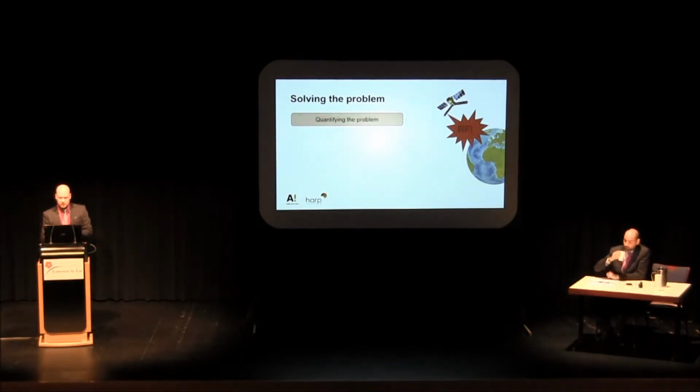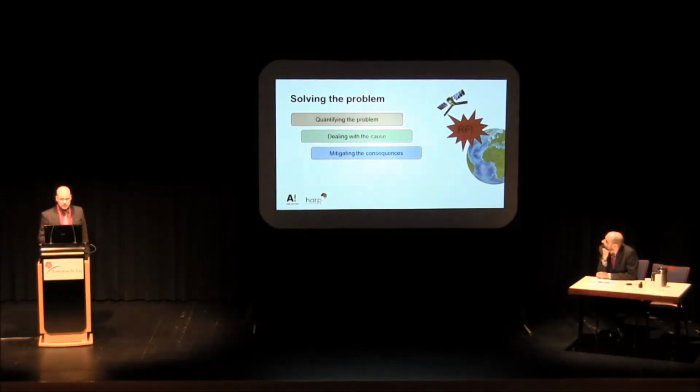So, how to solve this problem? Solving the problem actually started with the SMOS satellite mission. First of all, you have to quantify the problem somehow. You have to measure how much unwanted signal and noise we have on these frequency bands we are interested in. Then we of course have to deal with the cause. Maybe there is a possibility to switch off these illegal transmitters. And also mitigate the consequences.